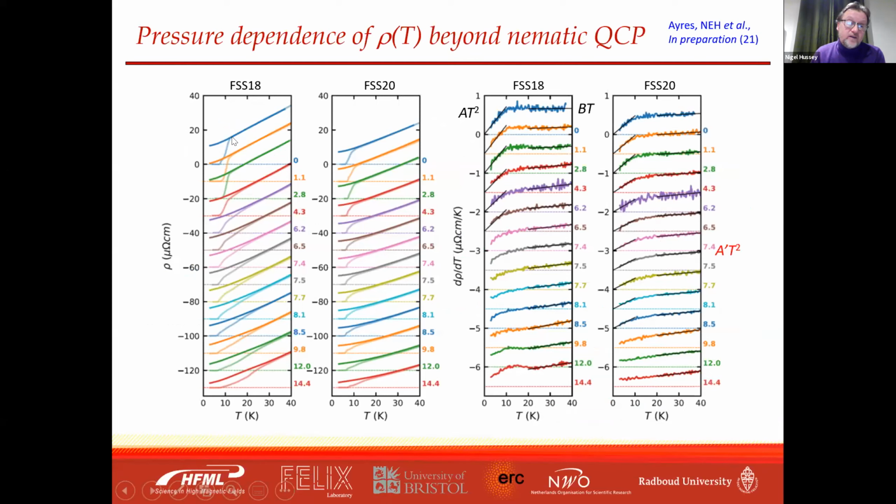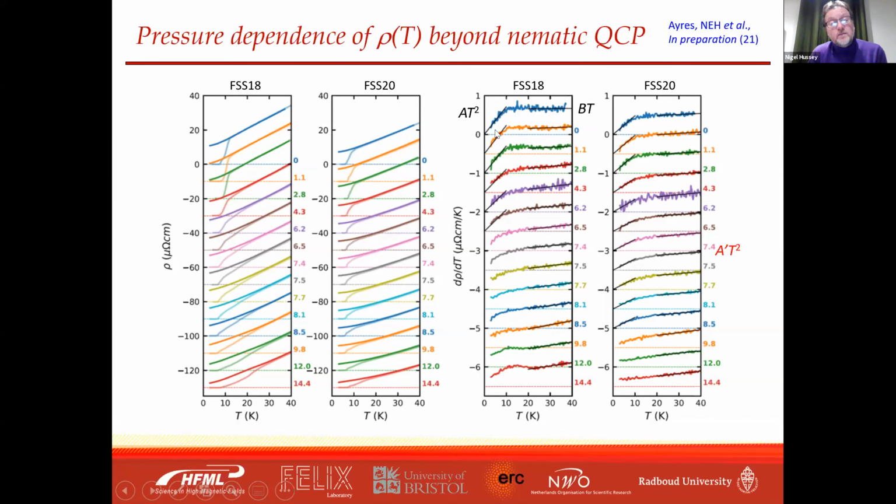So what you've got here is the resistivity. These different colors indicate different pressures in kilobar. And you have both zero field and 35 Tesla data. So you see the 35 Tesla data in both cases always overlaps with the zero field. This is with field parallel to the conductive plane, so there's no additional magnetoresistance here.